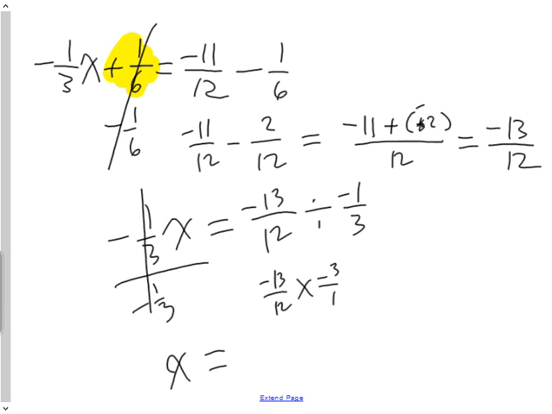If you can, cross-reduce. You don't have to cross-reduce. I always do, but negative 3 over 12 will reduce by a factor of 3, giving you negative 1 over 4. When you multiply the numerators, negative 13 times negative 1 is 13. 4 times 1 is 4, which will leave you with the same answer as the last question, 3 1/4.